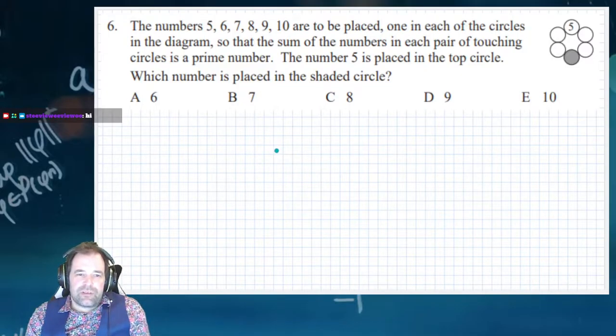The numbers 5, 6, 7, 8, 9, and 10 are to be placed one in each of the circles in the diagram so that the sum of the numbers in each pair touching the circles is a prime number. Number 5 is placed on the top circle. Which numbers are placed in the shaded circle?